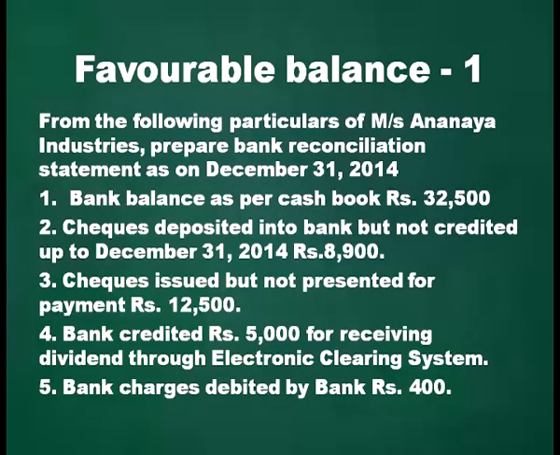Here is a question with favorable balance. From the following particulars of Messrs. Ananya Industries, prepare bank reconciliation statement as on December 31st, 2014. Bank balance as per cash book is 32,500. So, balance as per cash book, that is a favorable balance. Check deposited but not collected or credited, rupees 8,900. Check issued but not presented for payment, 12,500. Bank credited 5,000 for receiving dividend. Bank charges debited by bank, 400.